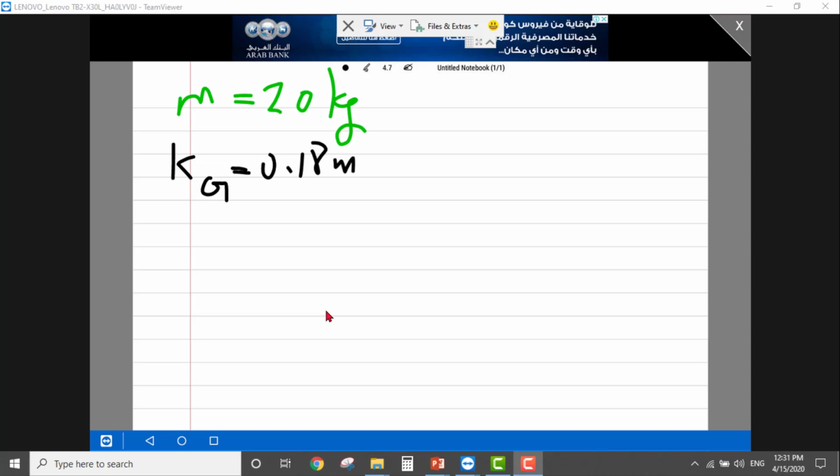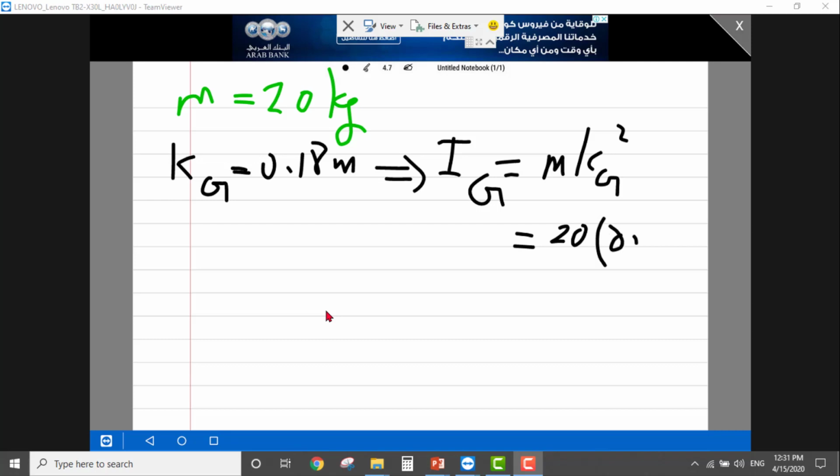And let us calculate the mass moment of inertia about G as well, which is equal to mass multiplied by kG squared, and this is equal to 20 multiplied by 0.18 squared. So the answer is, let me use my calculator, 0.18 squared multiplied by 20. So this is 0.648 kilogram meters squared.